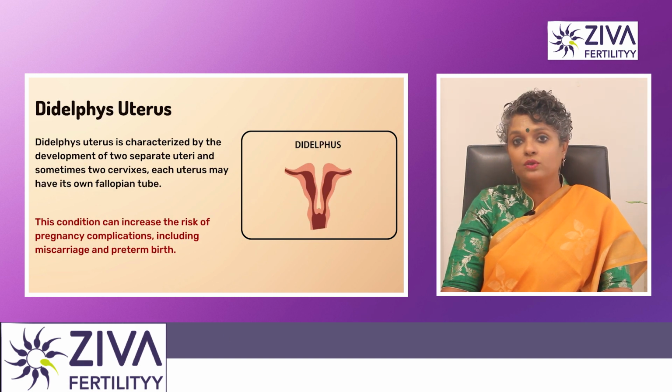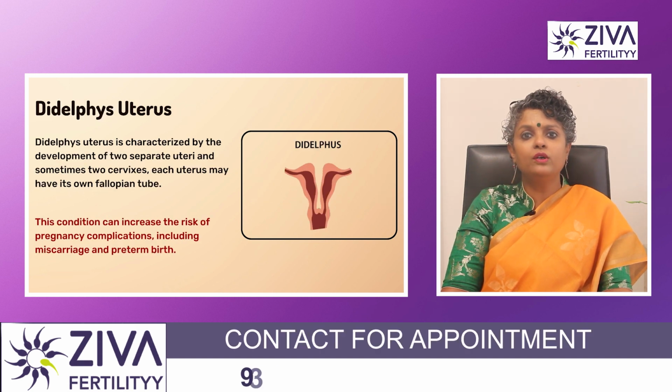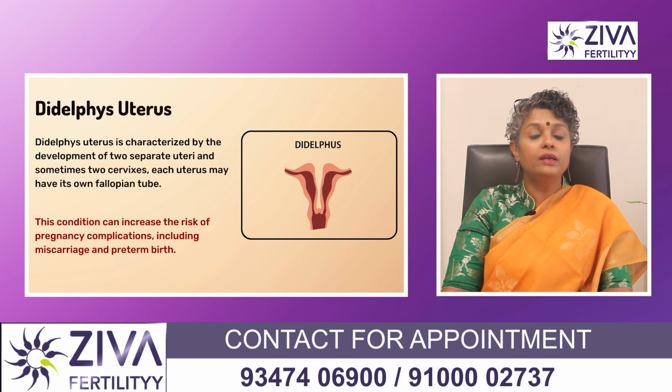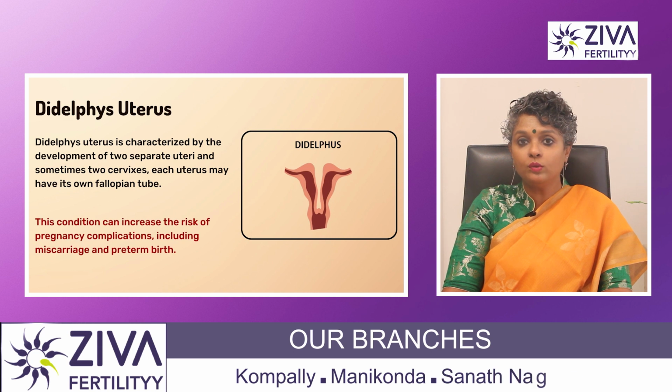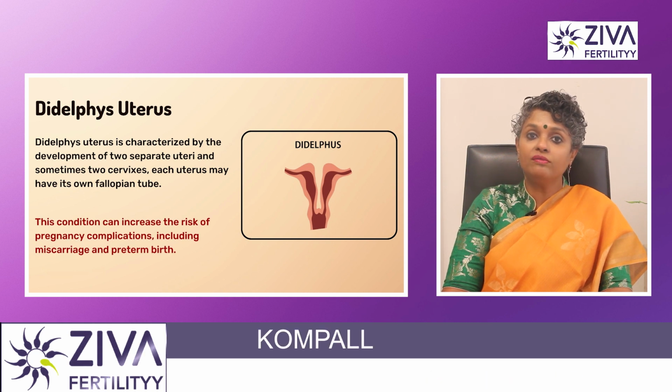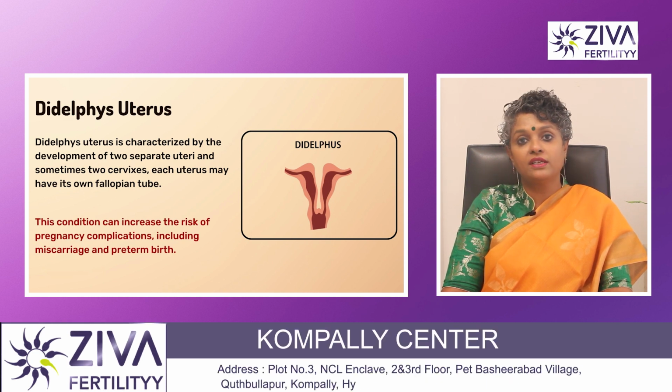Next is didelphys uterus. This is characterized by development of two separate uteri and sometimes two cervixes. Each uterus may have its own fallopian tube. This condition can increase the risk of pregnancy complications, including miscarriage and preterm birth.